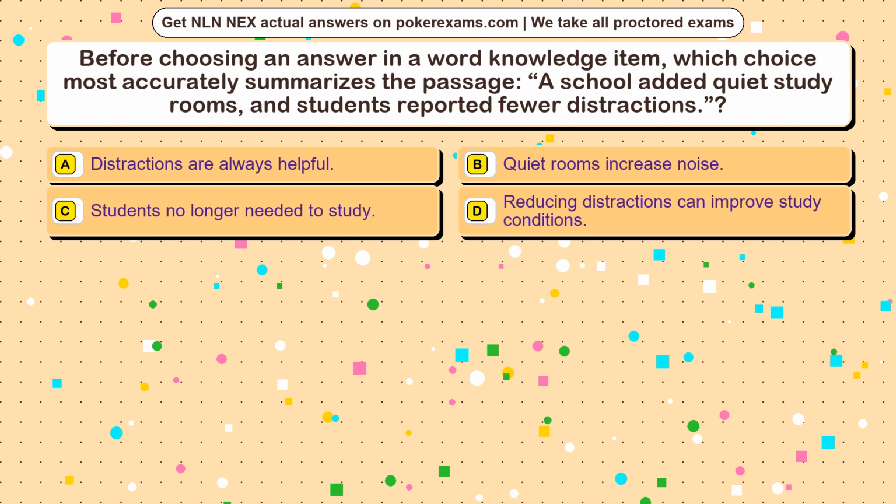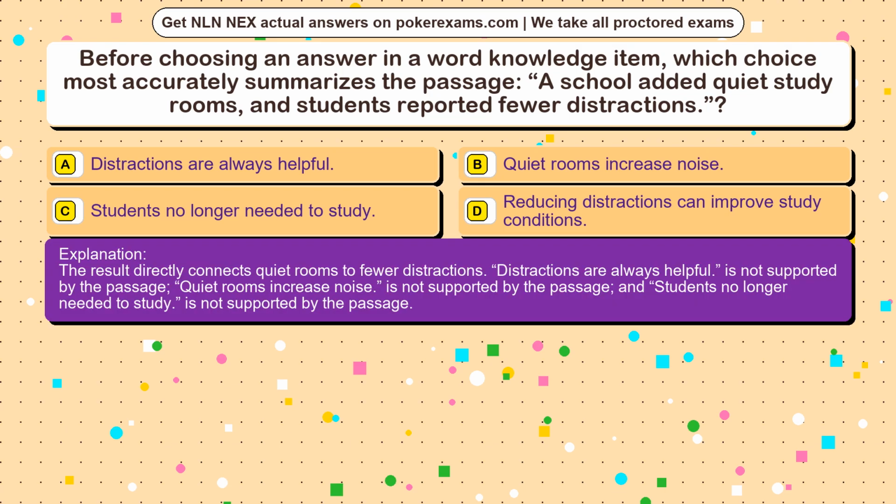The correct answer is option. The result directly connects quiet rooms to fewer distractions. Distractions are always helpful, is not supported by the passage. Quiet rooms increase noise, is not supported by the passage. And students no longer needed to study, is not supported by the passage.